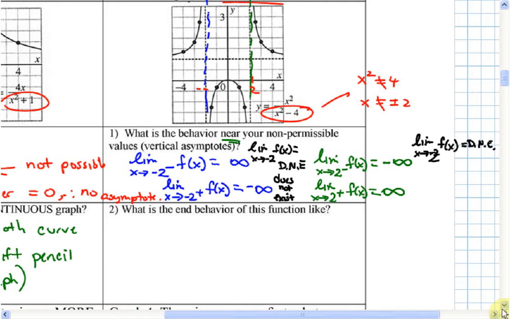Okay. Now, ladies and gentlemen, question number 2 for this one says the following. Notice it says, what is the end behavior of this function look like? End behavior meaning, tell me what happens in this scenario when the limit as x approaches infinity. What's that equal to? And tell me what happens when x approaches negative infinity. So now I'm talking about the x values. Really far to the right, really far to the left. What happens?